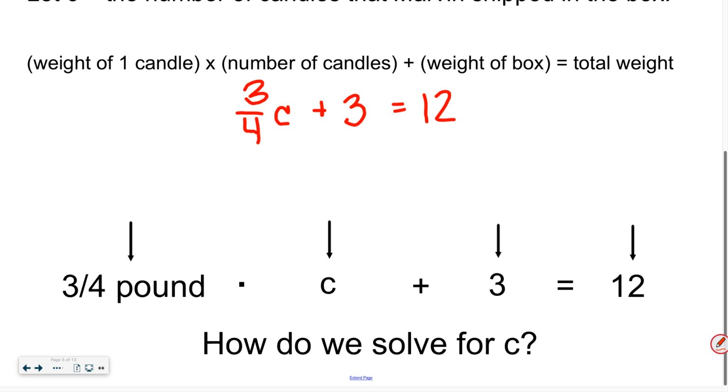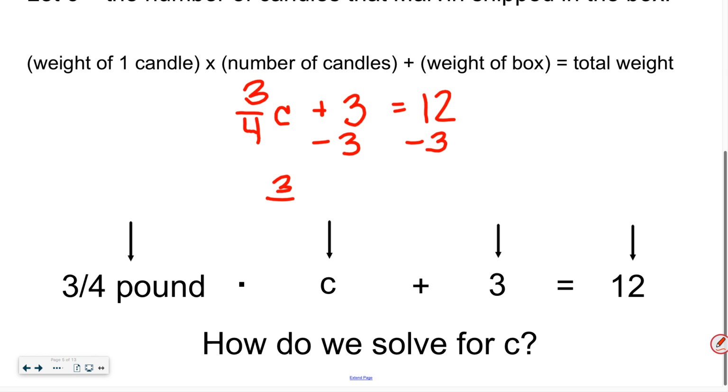How would I solve that equation? Just the steps of an equation. What would I do first? Just like you did in the warm-up. What would I do first? What did you choose to do first? We have to get C by itself. I can subtract 3 from both sides.